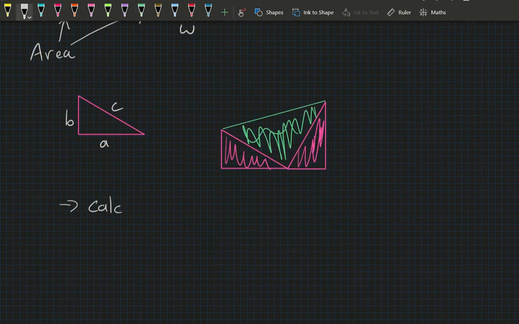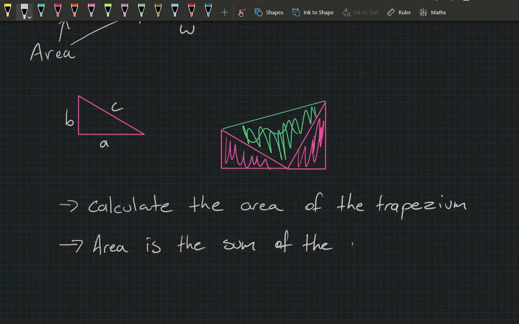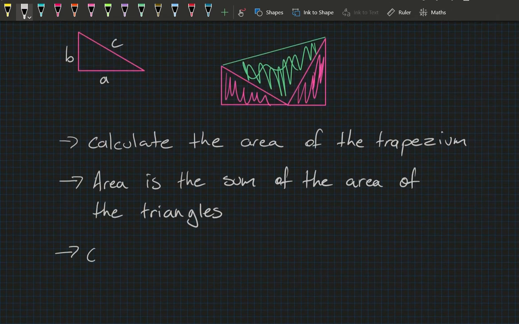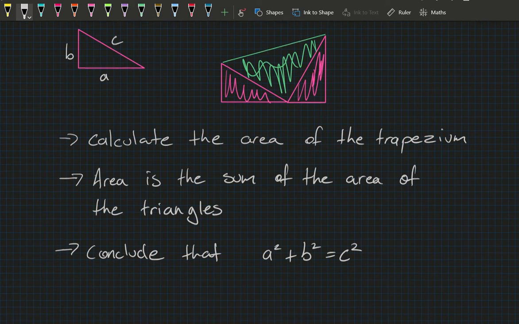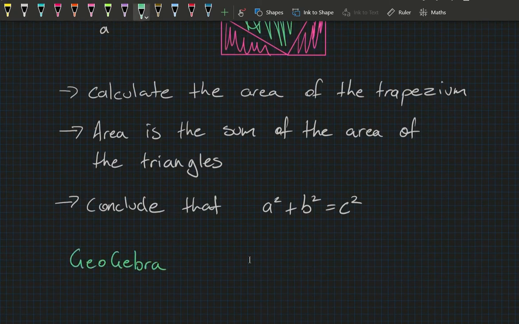Now he could calculate the whole area of the trapezium and recognise that it's equal to the sum of the areas of the triangles. And then with some algebra, he was able to conclude that a squared plus b squared equals c squared. Once again, we'll leave that for the challenges, but I have written an applet for this in GeoGebra, which you can check out at this link here.